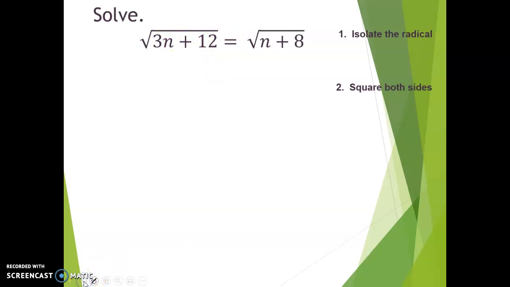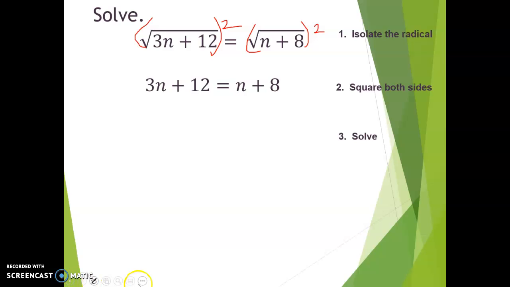So we can go ahead and go to step 2, which is square both sides. You're going to see when we square both sides, what's being undone is the square root on both sides, which leaves us with 3n plus 12 equals n plus 8. We will then solve the resulting equation.